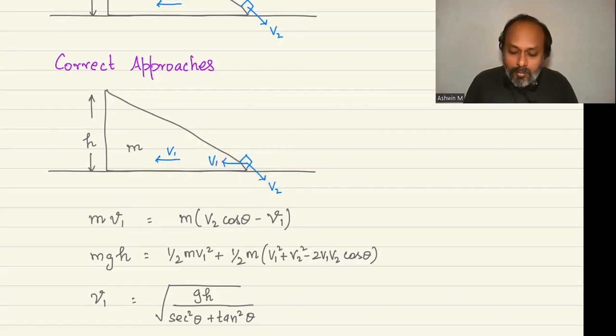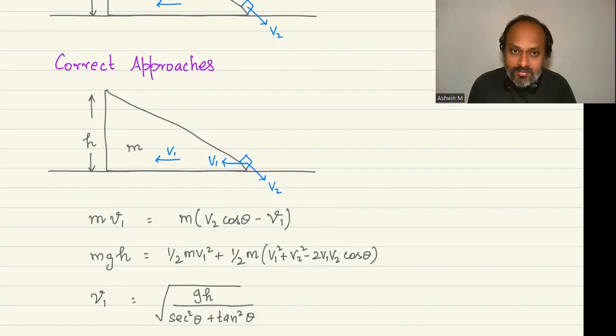Then now we write momentum conservation with respect to ground. So the momentum of the wedge mv1 towards left, that will be equal to momentum of this block towards the right, which is going to be now velocity of the block towards right should be v2 cos theta minus v1. So momentum of this particular block in the horizontal direction. So carefully note how we wrote momentum conservation equation.